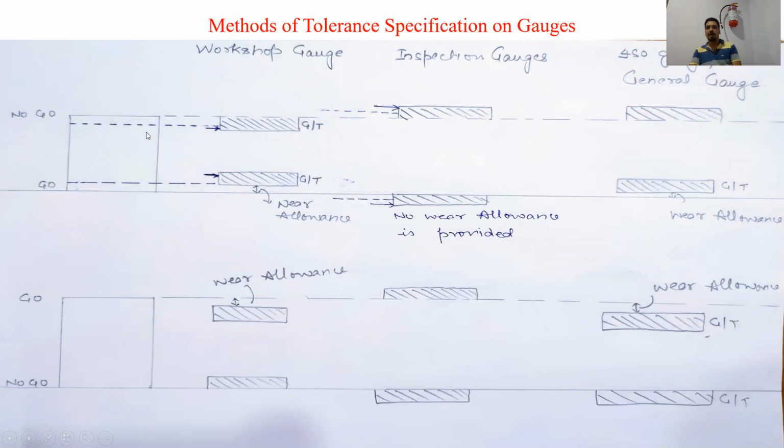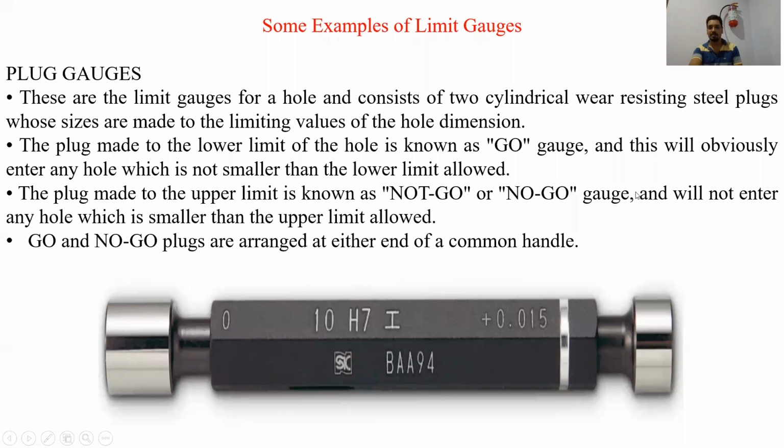at the no-go part, the gauge tolerance is provided according to the inspection gauge. So this is the combination of workshop gauge and the inspection gauge. So this is how the gauge tolerance and wear allowance is provided in the general gauge. So we will use this general gauge for the final inspection purpose.